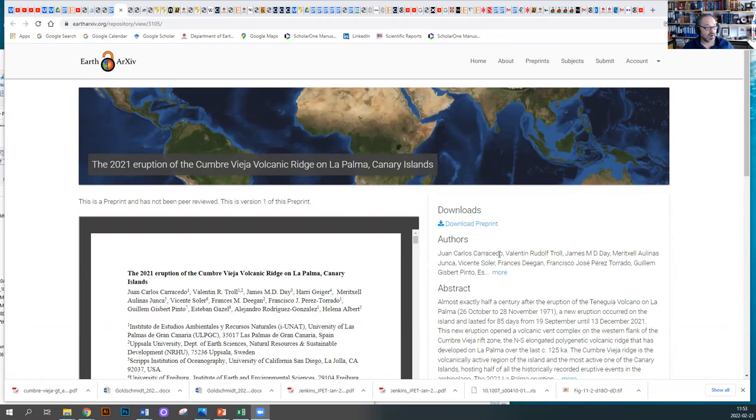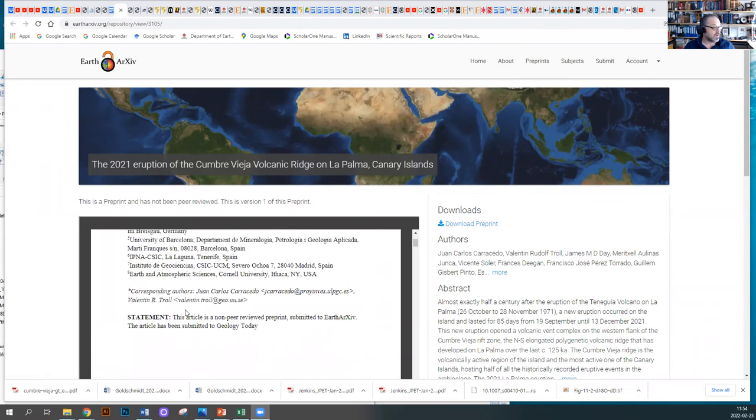And I should say, of course, Juan Carlos is a main player here, and then James Day from Scripps, Marichelle Aulinas from Barcelona, Vicente Soler, Francis Deegan, Francisco Perez Dorado, and Guillem Pinto. And there are several people here that are cut off. So there's Esteban Gasell from the US, and Alejandro Rodriguez Gonzalez from Las Palmas, and Helena Albert from Barcelona as well. All of these people have helped put this together with Juan Carlos and myself.